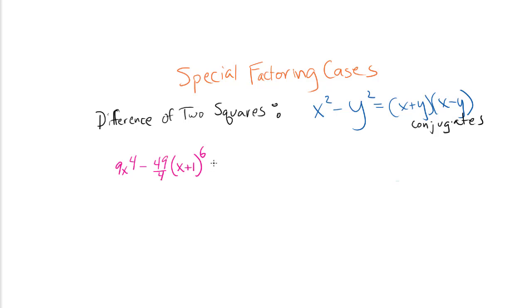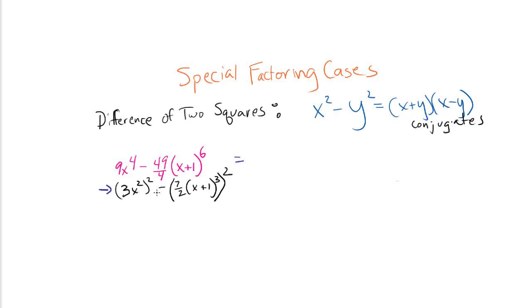Well, usually it's dressed up in some form or fashion, kind of like the expression shown here in pink. 9x to the fourth is actually 3x squared squared. And 49 fourths times x plus 1 to the sixth is really 7 halves x plus 1 cubed, that whole thing squared. So this equivalent expression written out as a difference of two squares, we can write them in terms of the conjugates, the things being squared.